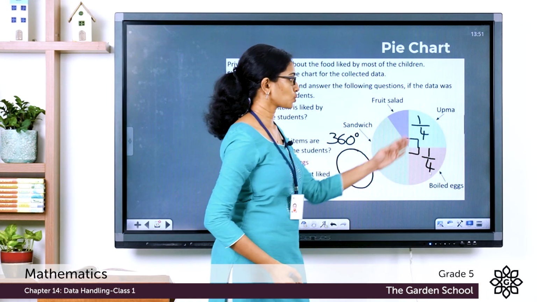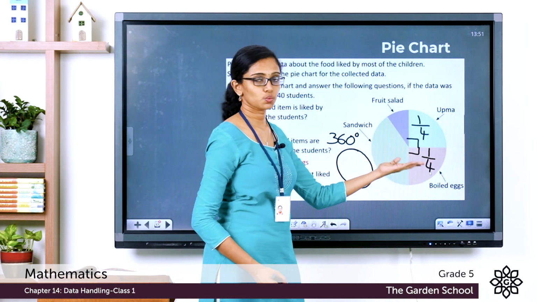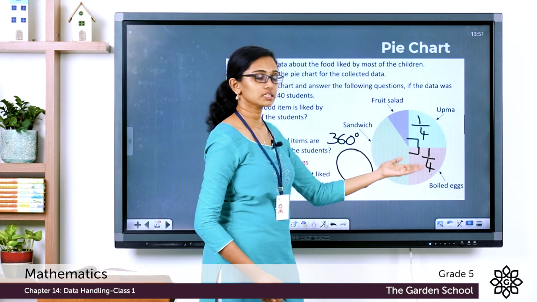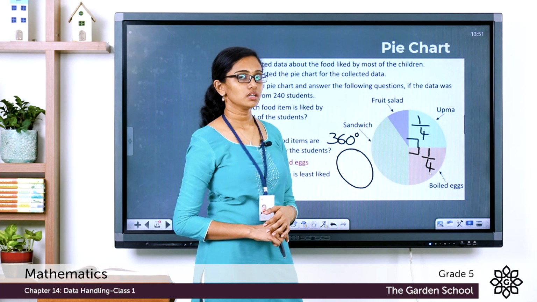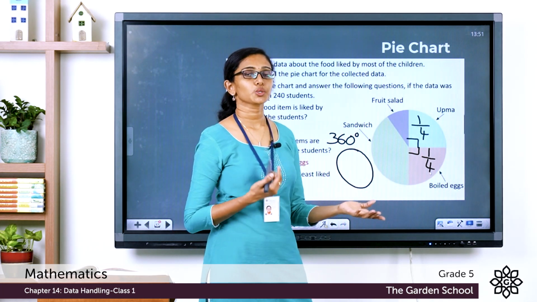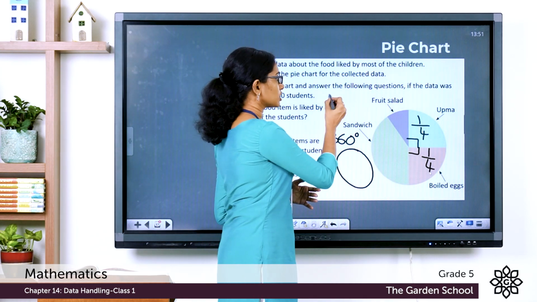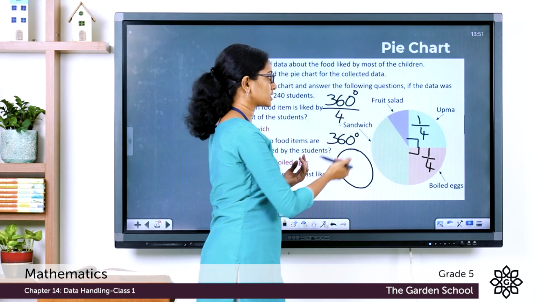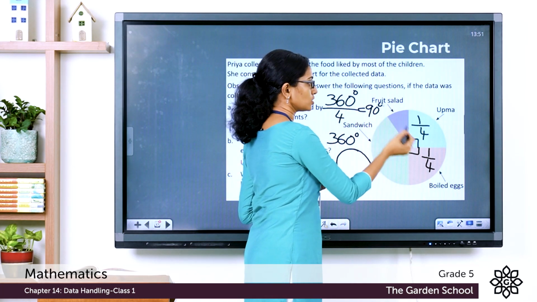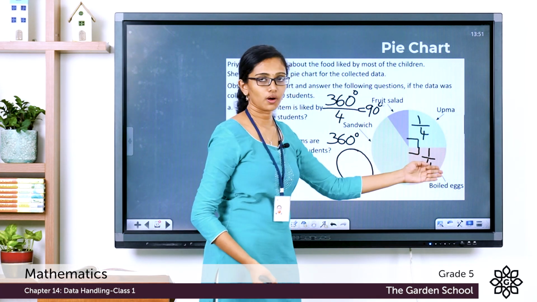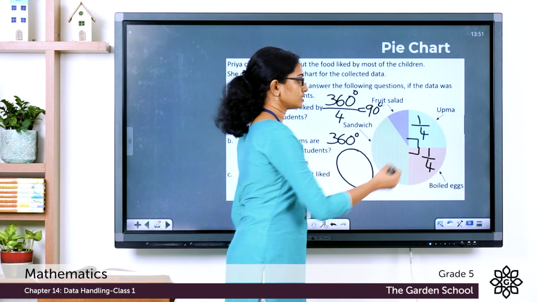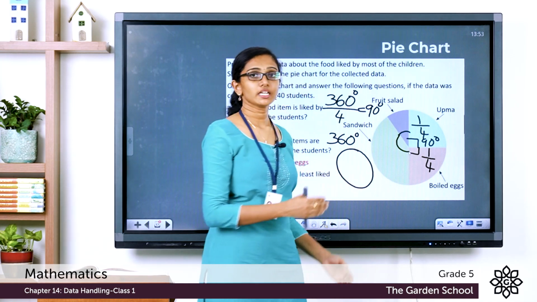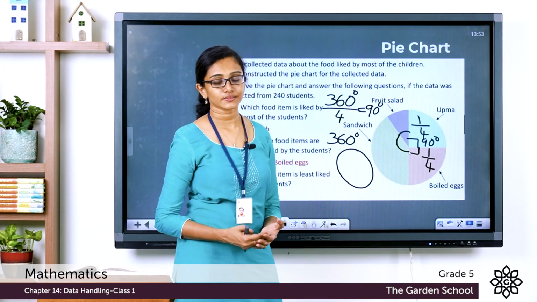See, this sector corresponds to 1/4 of the circle. This sector corresponds to 1/4 of the circle. So which means it is 1/4 of a total 360 degrees. So in a circle, if a sector corresponds to 1/4 of the circle, it will have an angle measurement of 360 degrees by 4. That is 1/4 of 360 degrees, which is equal to 90 degrees. So you see the sector for upma and the sector for boiled eggs both have the angle 90 degrees. And the other sectors will also have angles which you will learn in detail in your higher classes.